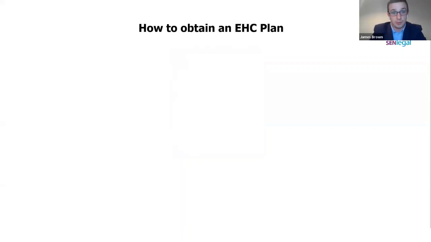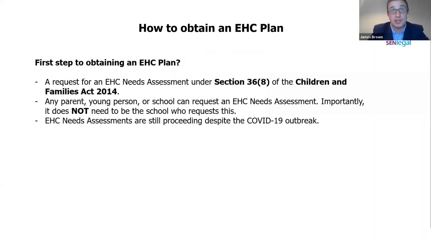So to kick off, the first point is looking at how to obtain an EHC plan. There will be many of you watching tonight that may have an EHC plan, but there are also a number of you watching, and I know this from the questions that have been asked, that don't have an EHC plan right now, and you're very much at the beginning of the process. So the first step is to look at how you can go about obtaining an EHC plan. Now, the answer to that is looking to make a request for an EHC Needs Assessment to your local authority. And you would make an EHC Needs Assessment request under Section 36, subsection 8 of the Children and Families Act.